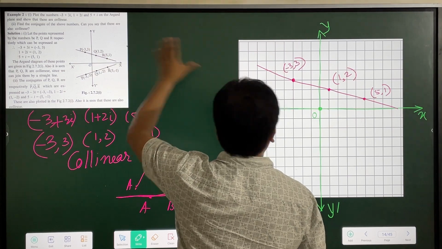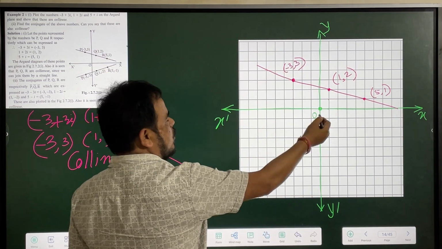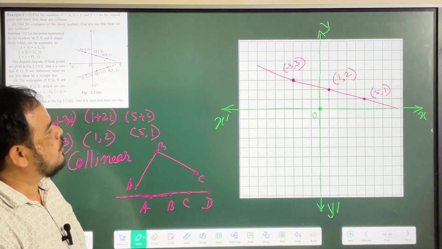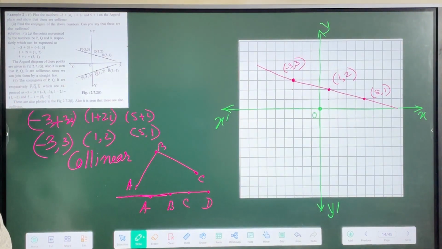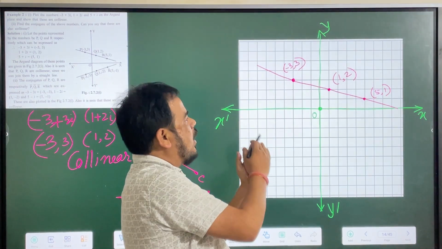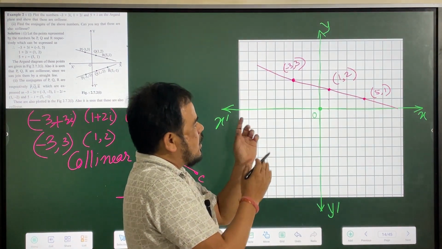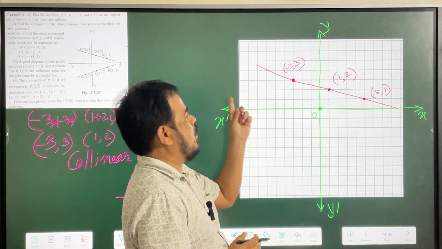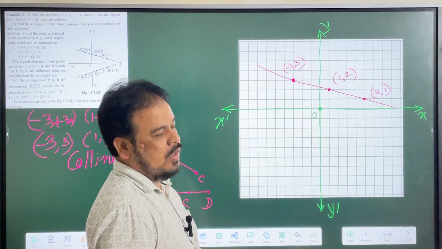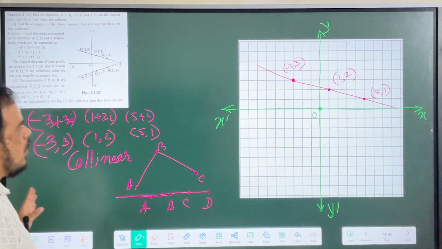So it is done here. I have shown it separately. You will do it yourself and join these points with the help of a scale or ruler. So number 1 is finished. By joining 3 points, if the line segment doesn't pass through the points, then you cannot say these 3 points are collinear. So it will surely pass through the points.